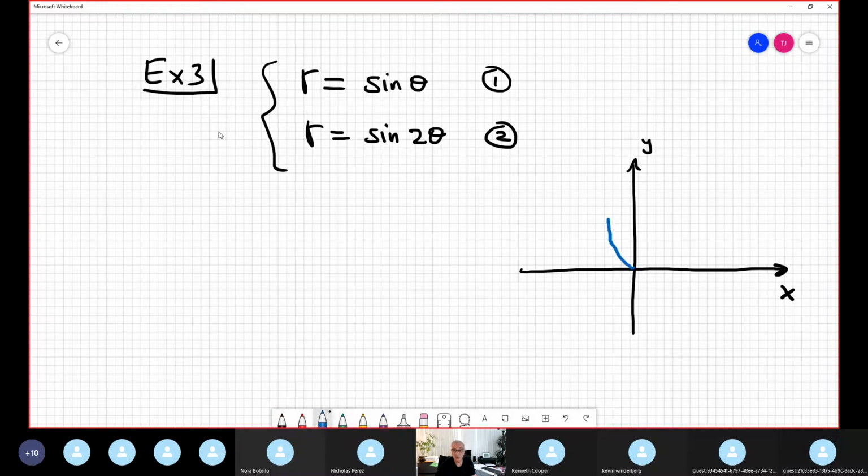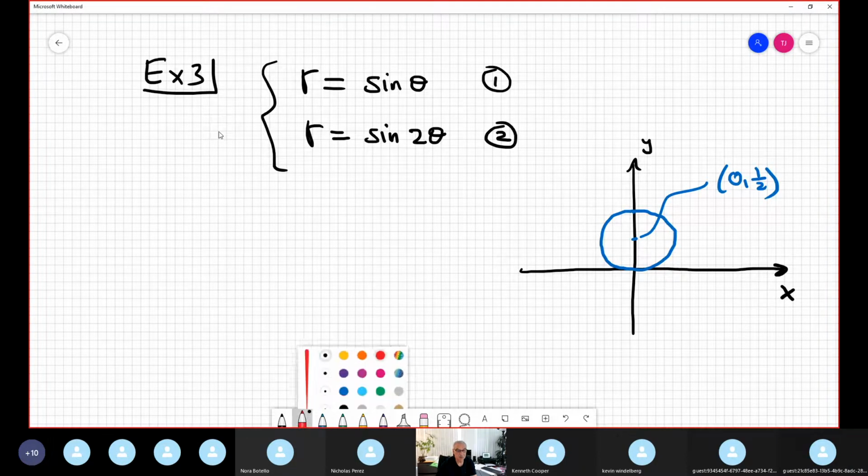But this circle is located on the y-axis. Here. Remember, when it's cosine, it's here. When it's sine, it's on the y-axis. Here. Again, the diameter is 1, and the center is located at the point (0, 1/2). Okay, this is the first one.